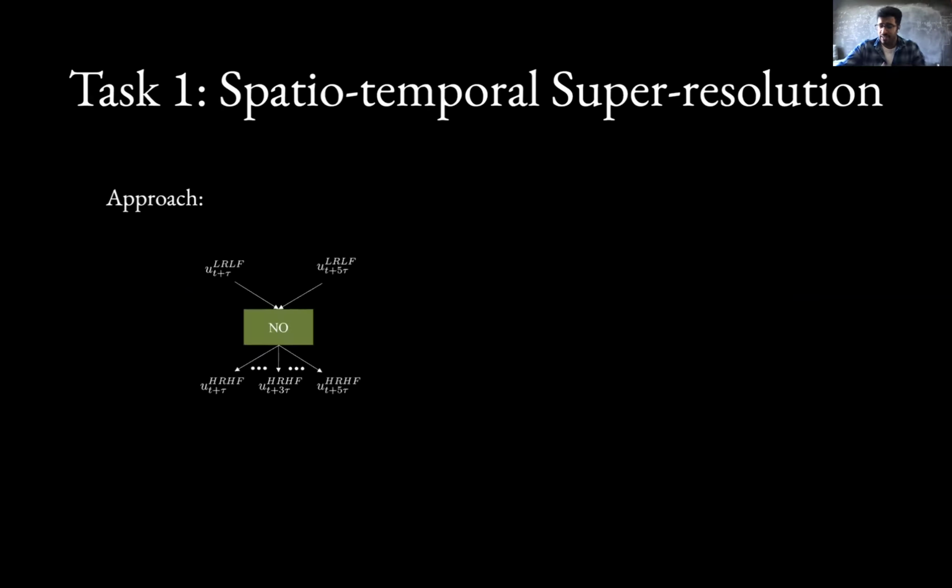For our approach, we consider 3 main approaches. 1, the conventional or vanilla neural operator trained to minimize the L2 error, which takes in the low resolution, low frame rate states at t plus tau and t plus 5 tau as the input. And it tries to estimate the high resolution, high frame rate states at t plus tau, 2 tau, 3 tau, 4 tau, all the way up to 5 tau as the output. This is where we saw the neural operator suffer from spectral bias. The results you already saw.